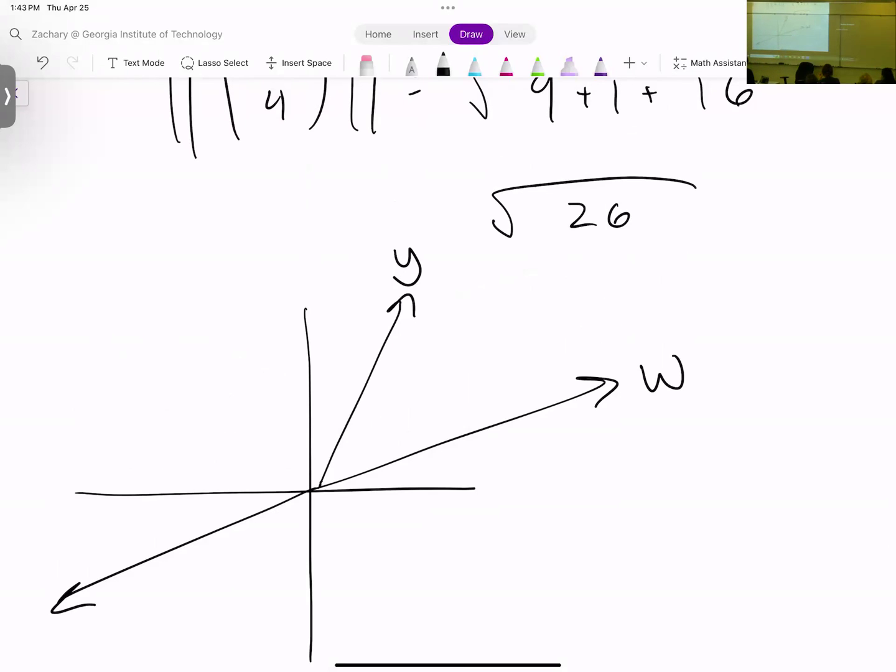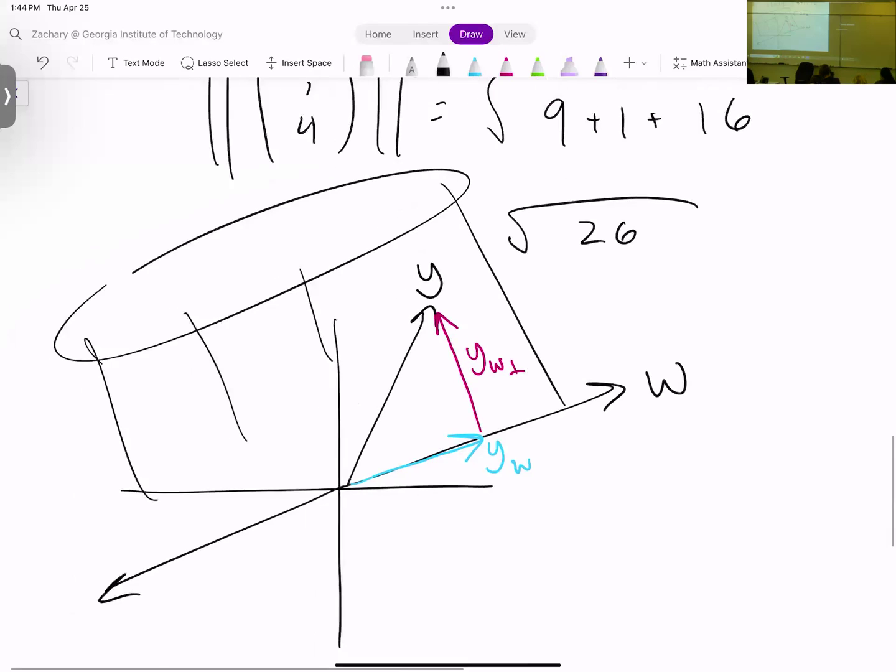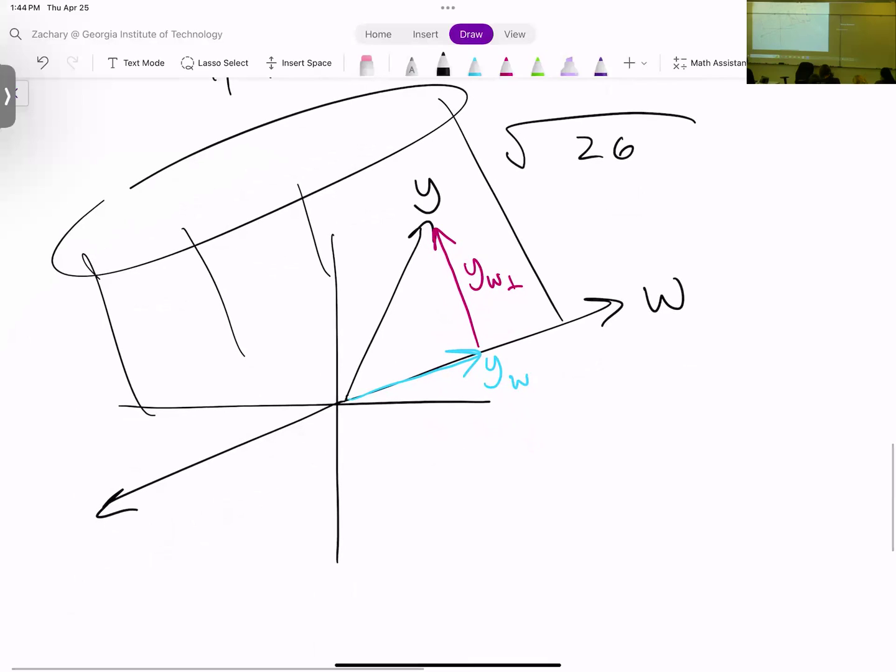Let's draw that out. Here's my giant flashlight shining down, and we're going to get a shadow that looks like this. Y, W, and there's my projection. The difference between them is called the orthogonal projection. This is what it looks like. There is an easy formula for how to project these things, but I'll go through how we get to that formula first.